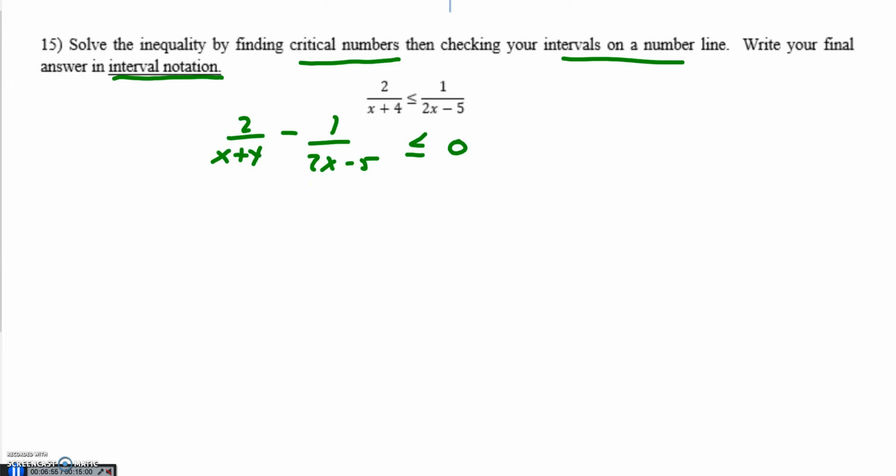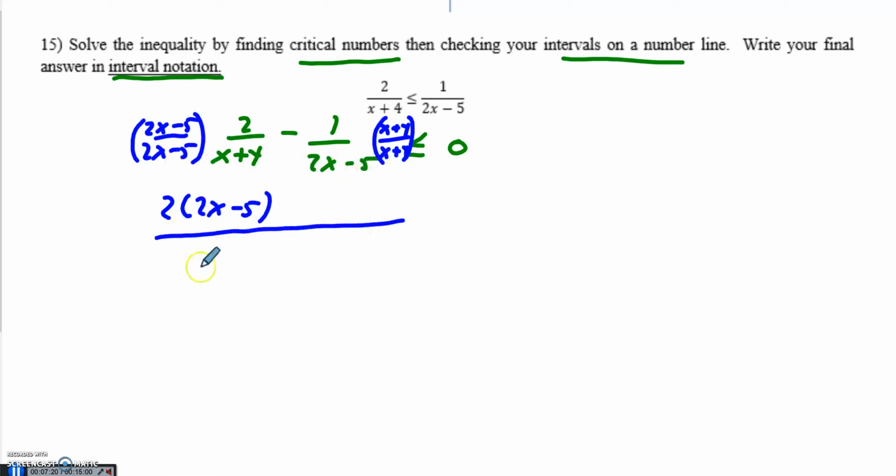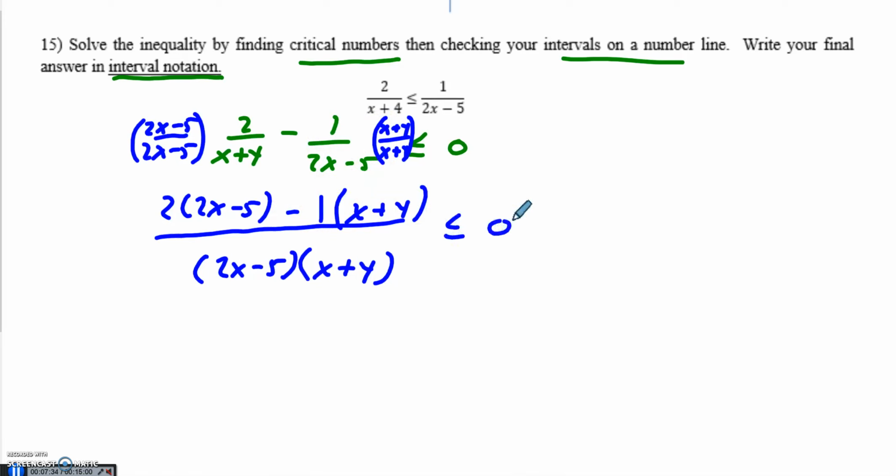So we need to get a common denominator here. So we need to multiply this piece by 2x minus 5 over 2x minus 5. We need to multiply this piece by x plus 4 over another x plus 4. And if I do that, here, I'd get 2 times 2x minus 5. And if I combine them to be one fraction while I'm at it, because now they have the same denominator, both pieces are going to have the denominator of 2x minus 5 and x plus 4. So this is from my first fraction, minus 1 times all of x plus 4. All of this is still less than or equal to 0.